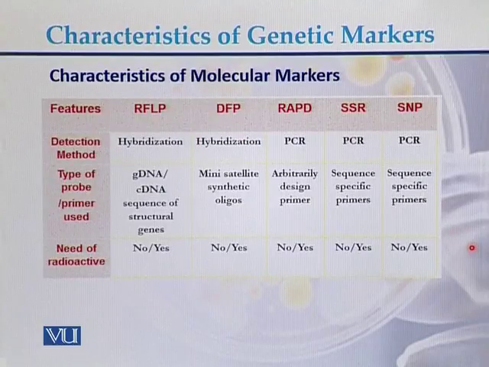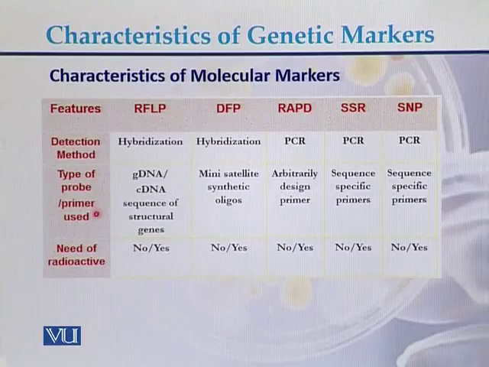What are the characteristics of the molecular markers? Molecular markers can be in the form of RFLP, DFP, RAPD, SSR, and SNP. The detection method is hybridization in case of RFLP, and in case of DFP also hybridization. In case of RAPD, SSR, and SNP, it is through the polymerase chain reaction, which is also called PCR.